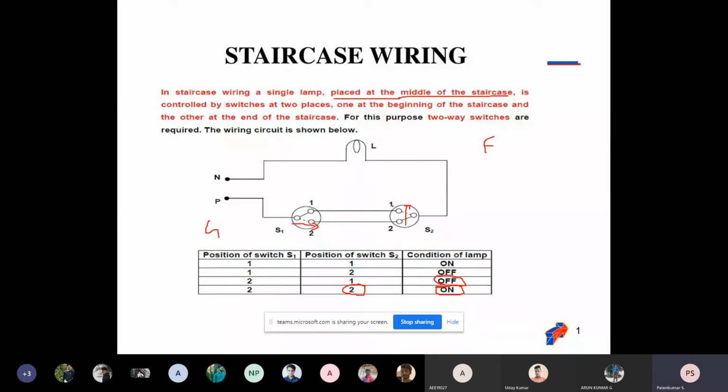So we have to control the switch. Suppose, instead of a person returning from the first floor to the ground floor, another person came from the ground floor also. Now what will happen?